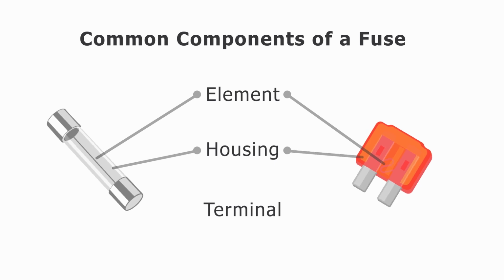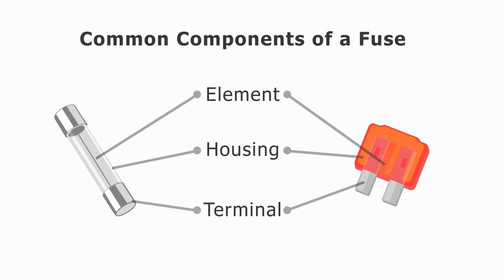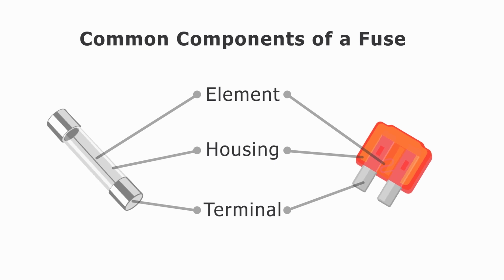Housing. The conductive components of a fuse are surrounded by housing of non-conductive and non-combustible material such as glass or plastic. The housing is usually transparent, allowing inspection of the fuse element. Terminals. Conductive components that complete the circuit and allow electricity to flow through the fuse. Terminals are designed to allow the fuse to be installed into a socket or holder.